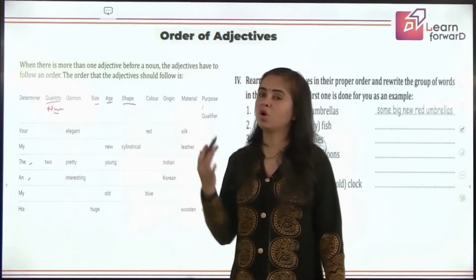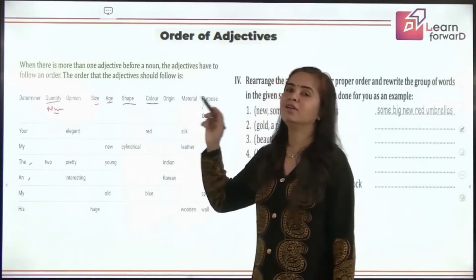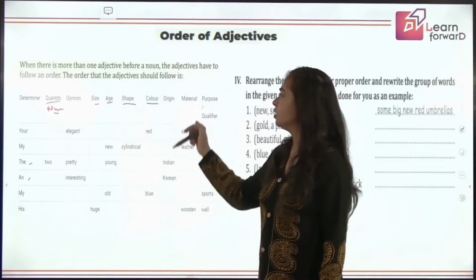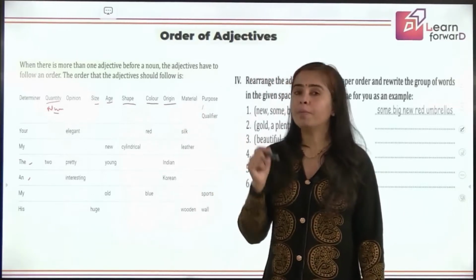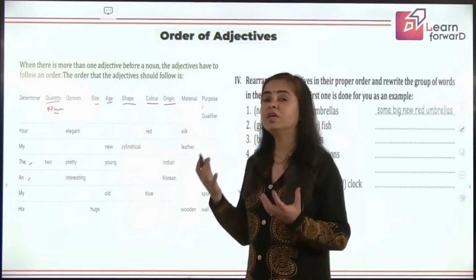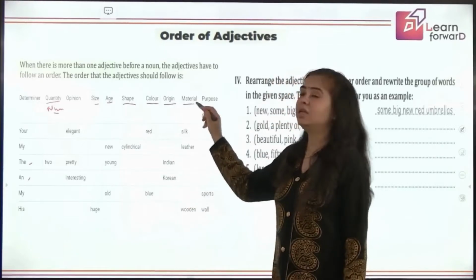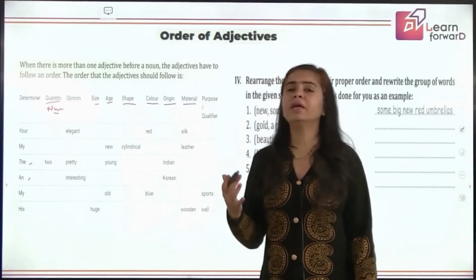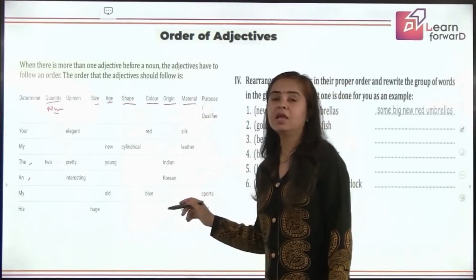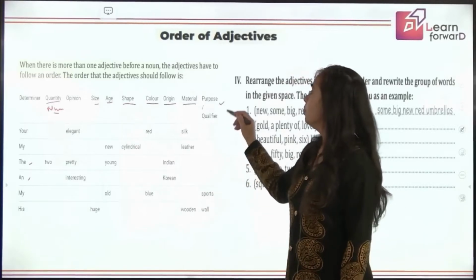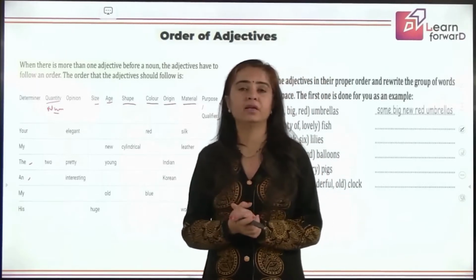Coming to shape, we all are familiar with geometrical shapes, so those shapes come here. Coming to color, you know the names of colors, that comes in the next category. Then origin. Origin is the same as the proper adjectives we have done. That means from where that particular thing originated. Next is material. We have done material nouns. So what material is used for making a particular noun, that material falls in this category. And the last but not the least is purpose or the qualifier. That means what is the purpose of that particular noun?